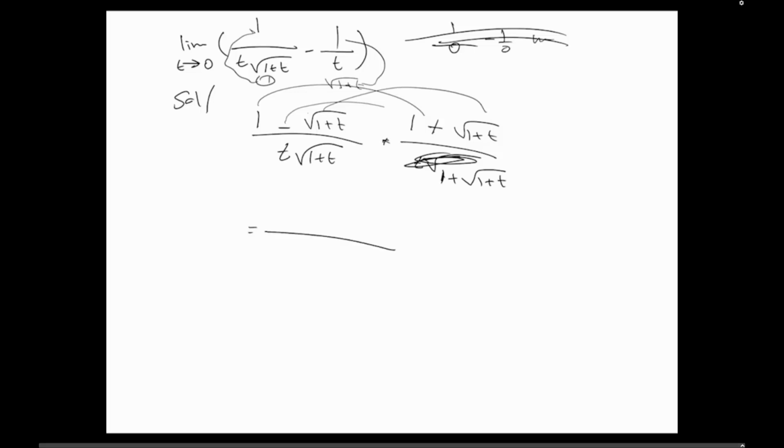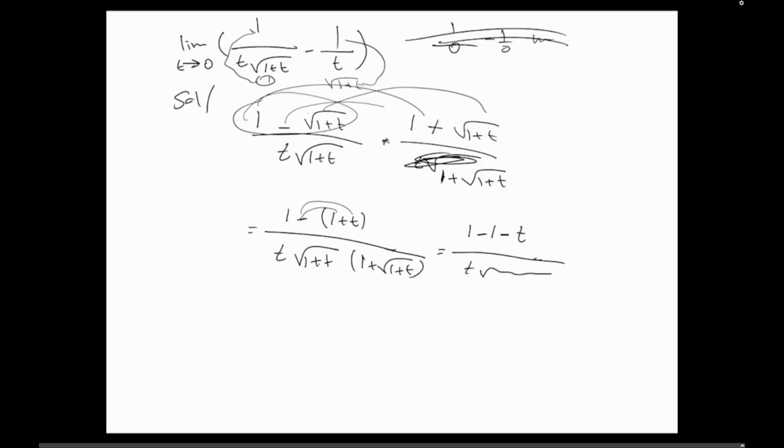If I multiply the numerators, I'm going to get this value, 1 minus the root of 1 plus t. And in the denominator, I'm going to get t times 1 plus t, multiplied by the 1 plus square root of 1 plus t. Now if we distribute this minus sign, we're going to get 1 plus 1 minus t. Let's try the denominator one more time.